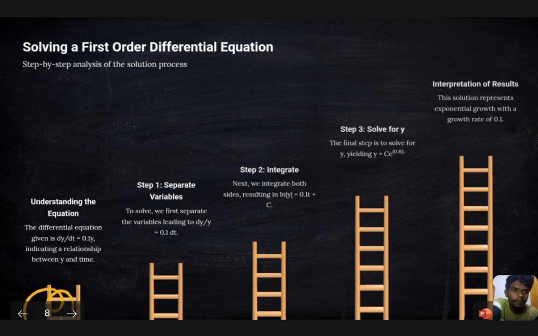separate the equation with respect to the variables, which gives (1/y) dy = 0.1 dt. Integrating on both sides we get ln y = 0.1t + c, where c is the constant of integration, and solving for y leads to the result. The solution represents exponential growth with a growth rate of 0.1. This is how we solve a first order differential equation, step by step.